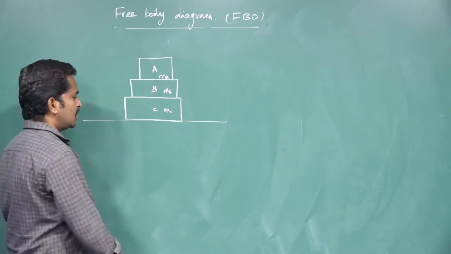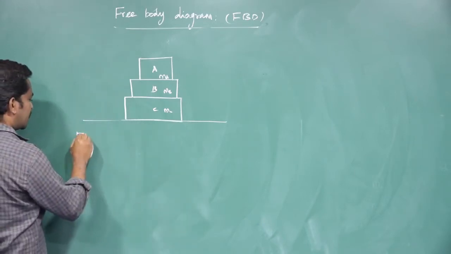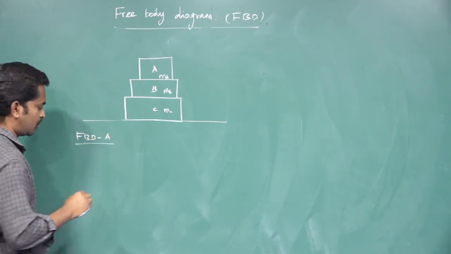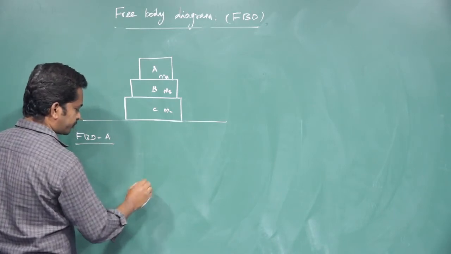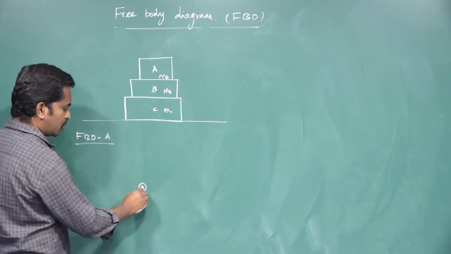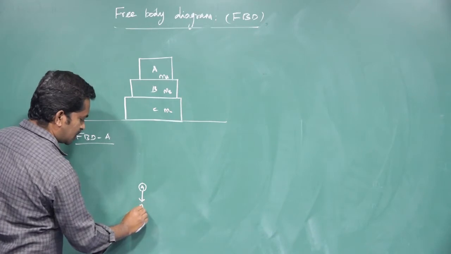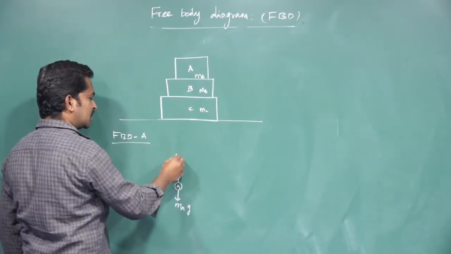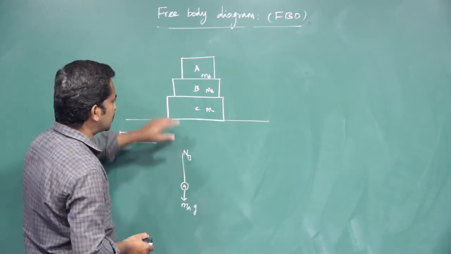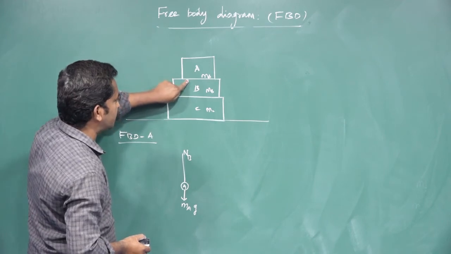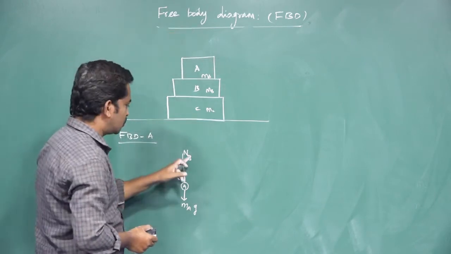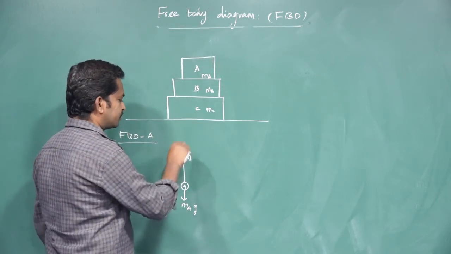For our convenience, first, the free body diagram of block A. Just draw the point mass. The weight of the first one is MAG. The normal force is NB. It is very important. Where does this NB come from? The surface of the second block exerts a force normal to the surface of A. So this normal force is NB.